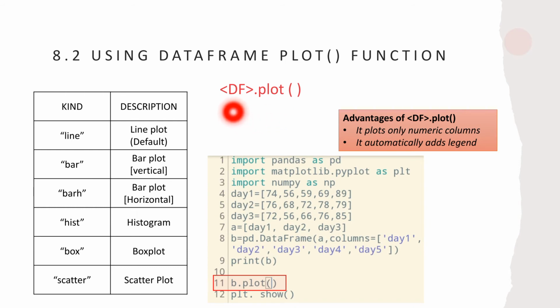So using the plot function, we write the data frame name dot plot function, and with that plot function, we will use kind, and for every kind we have a different kind of plot. If we write kind equals line, it will create a line plot, and similarly bar. The advantage of using this type of function is that it will plot only numerical values and it automatically adds a legend. I have not talked to you about legend, but I will tell you in the end.